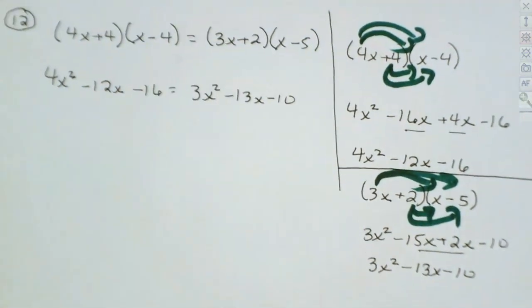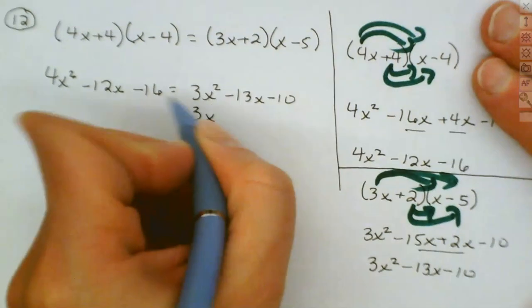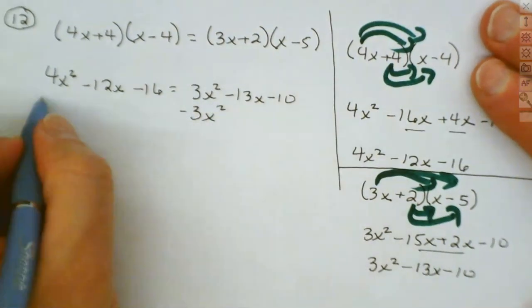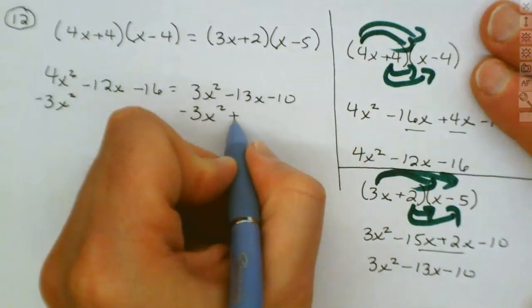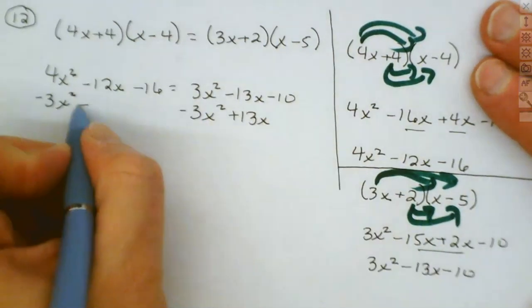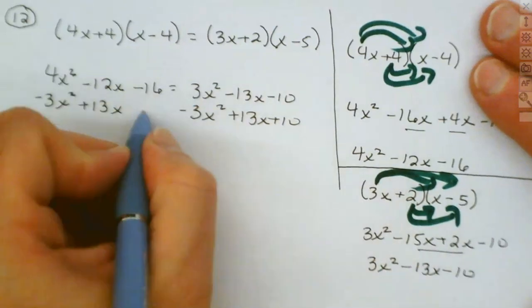So this is what we've got now. So what's our procedure going to now be? Well, we have it all FOILed out. We need to set it to 0 and then refactor once again. So move everything over to the left-hand side. So move your 3x squared over with subtraction. Add your 13x. Add your 10.